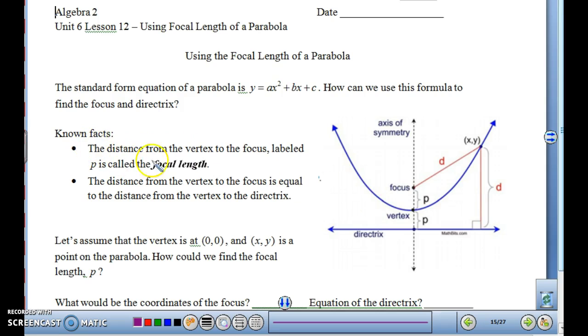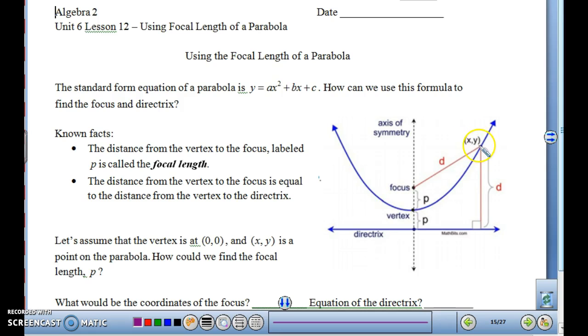So we know the distance from the vertex to the focus, this distance right here, is called p, which is the focal length. And we know the distance to the focus is equal to the distance to the directrix. So the focal length here is the same as it is here, because the vertex is halfway between the focus and the directrix. All right, now let's apply what we did yesterday to this problem.